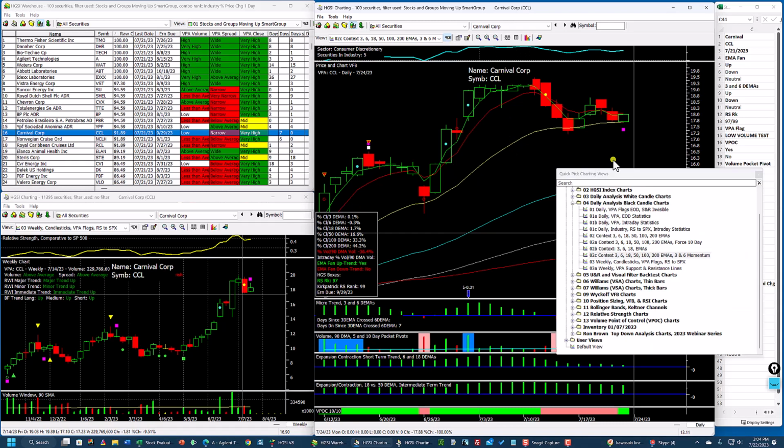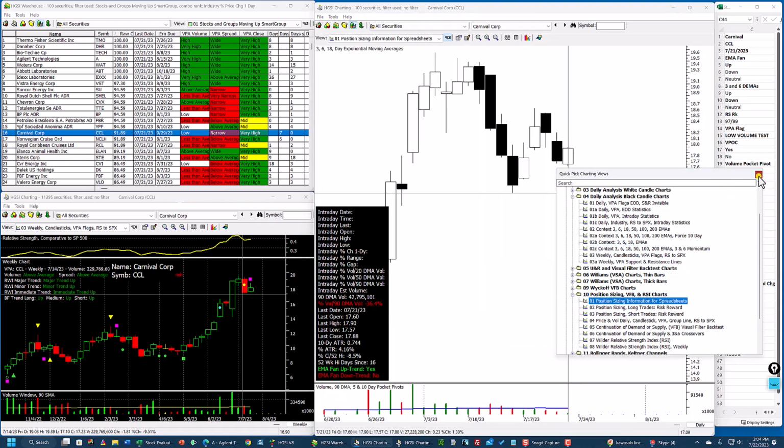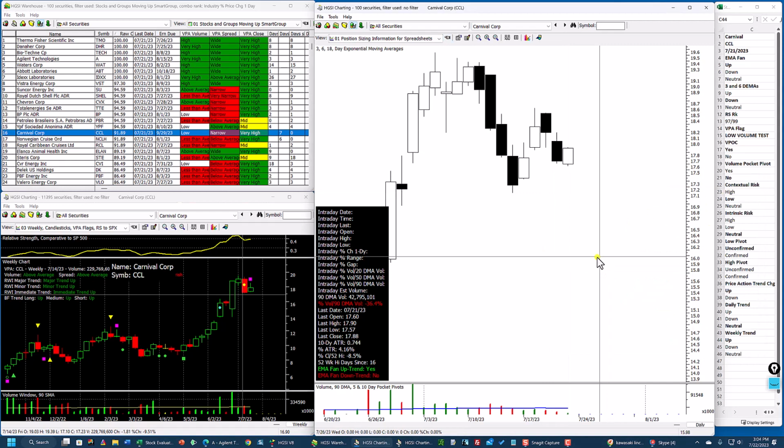Now, the next thing I do is if you go down here to position sizing, this is the information for my spreadsheet. I'm going to bring this up, and you can see that it gets rid of the moving averages, and it's not so condensed. So I will bring this tool up, and I'll use red. Actually, I'm going to use blue. So you can see this pivot is lower than this.